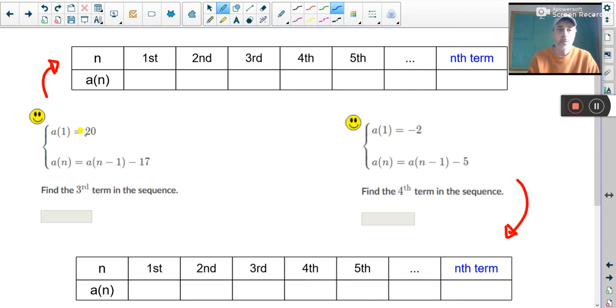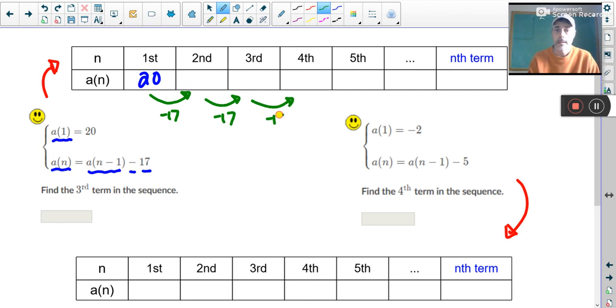Okay, this says a sub 1 equals 20. So this fancy notation just means the first term is 20, and I'm going to put a 20 in this table. And this says that the nth term is the term before it minus 17. So this is telling me that I take the term before it and I apply the common difference of minus 17 every time. That's how I'm reading this.